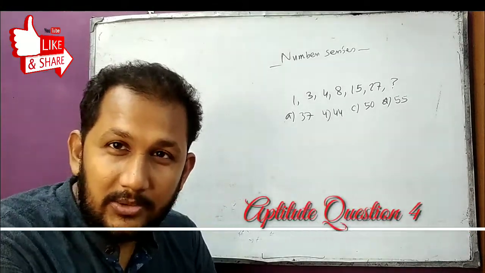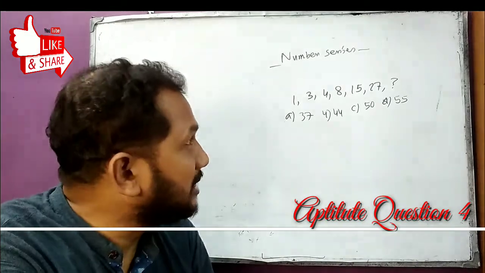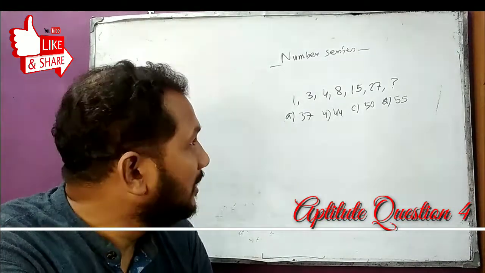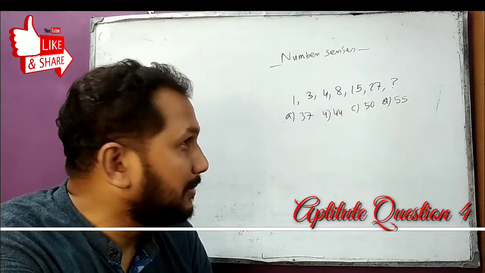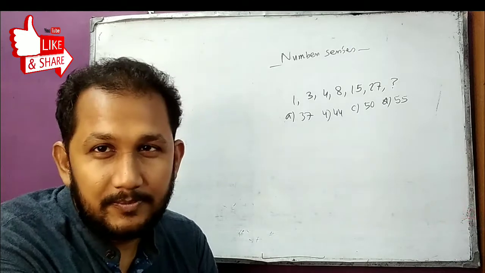Let us consider the next question: 1, 3, 4, 8, 15, 27, question mark. Options are 37, 44, 50, 55. What will be the answer? Your time starts now.